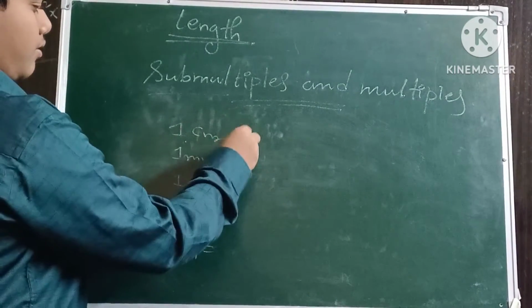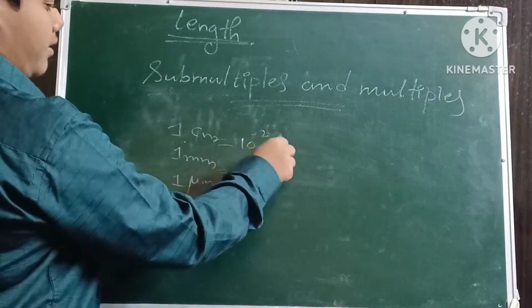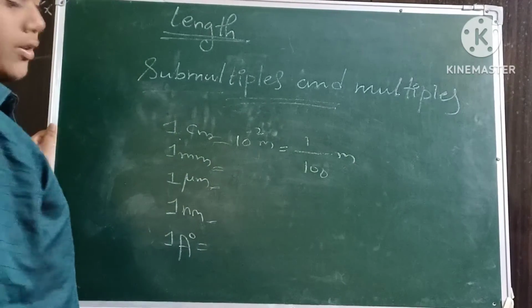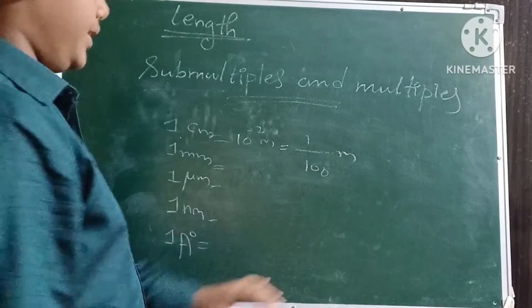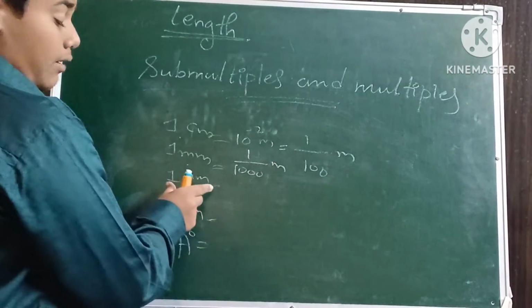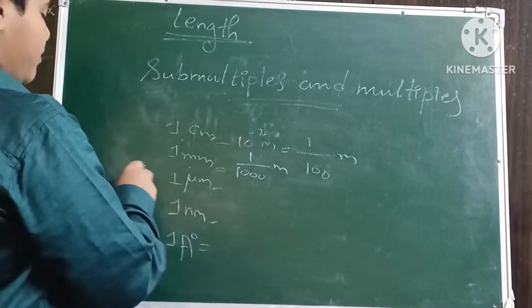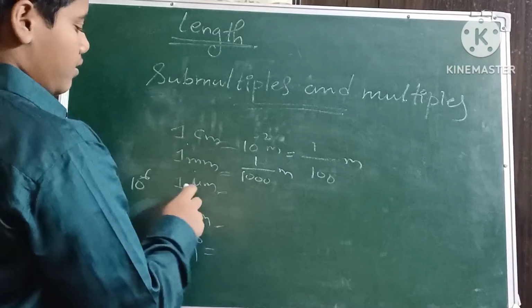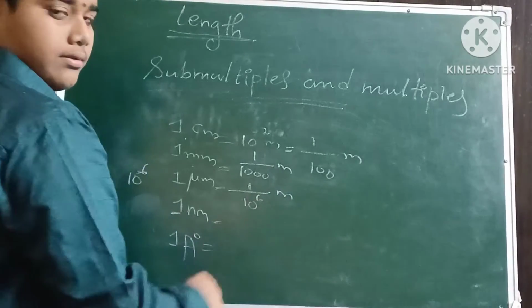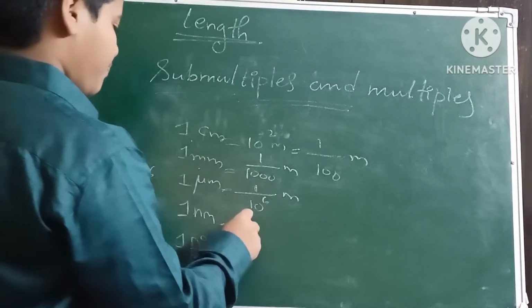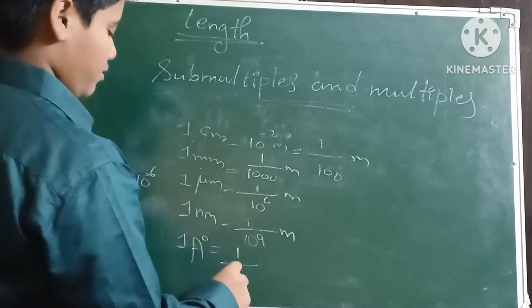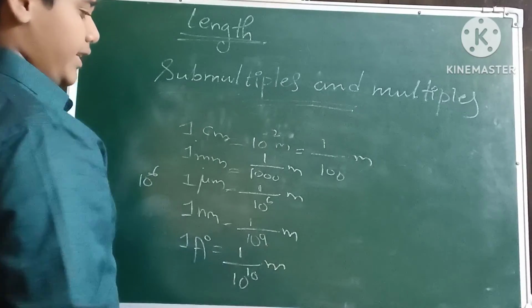So 1 centimeter is equal to 10 to the power of minus 2 meters, which is nothing but 1 by 100 meters. Okay, 1 centimeter is equal to 1 by 100 meters, and 1 millimeter is equal to 1 by 1000 meters, and 1 micrometer means 10 to the power of minus 6. So 1 micrometer is equal to 1 by 10 to the power of 6 meters, and 1 nanometer is equal to 1 by 10 to the power of 9 meters, and 1 angstrom is equal to 1 by 10 to the power of 10 meters.